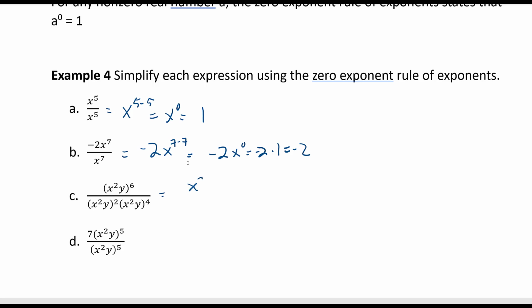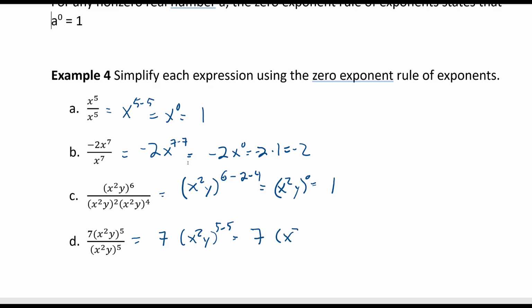Here we have x squared y to the 6th power, and we're going to be subtracting a 2 and subtracting a 4. So it's x squared y to the 0, which is going to be 1. And here we have 7 times the quantity x squared y to the 5th power minus 5, which is 7 times x squared y to the 0, which is 7 times 1, which is 7.